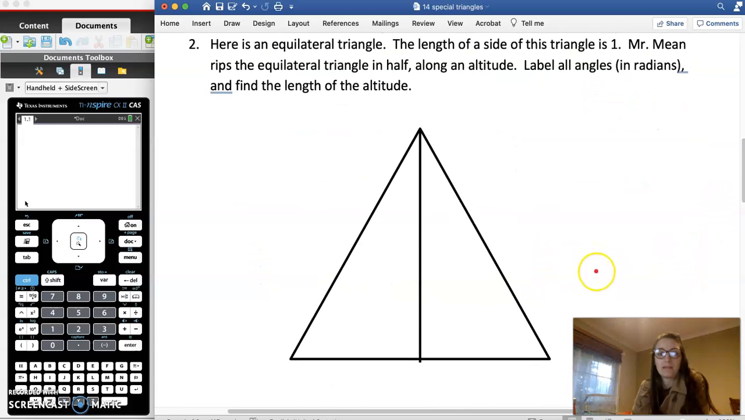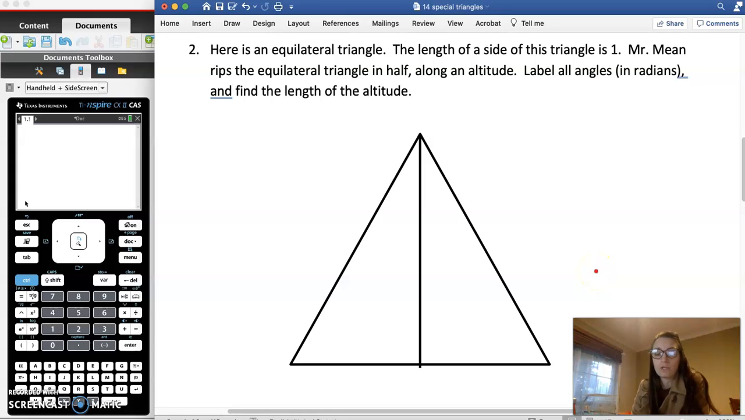Now, here is an equilateral triangle. What do you know about equilateral triangles? You know that they have all the same side length and all the same angles. So we're told that the side length is 1. So that's 1, 1. Down here, if we imagine this is 1/2. And the angles are all the same, which means this angle is going to be 60.